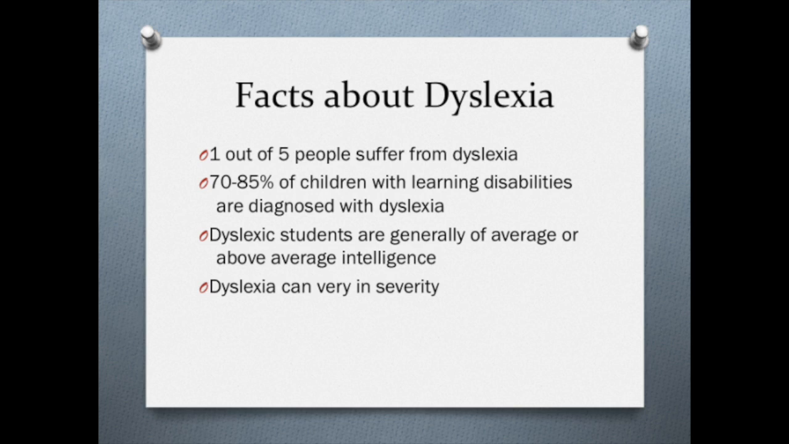According to a Yale study, 1 out of 5 people suffer from dyslexia. Out of all children diagnosed with learning disabilities, 70 to 85% of those children are diagnosed with dyslexia. Contrary to popular belief, dyslexic students are generally of average or above average intelligence. Also, dyslexia can vary in severity.